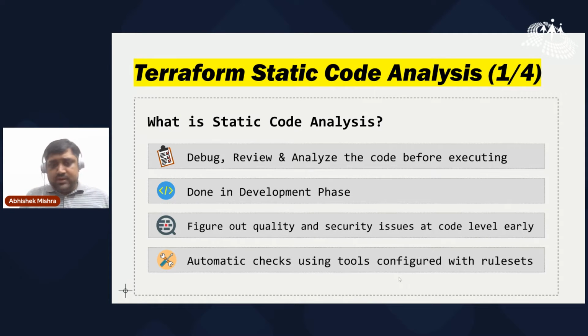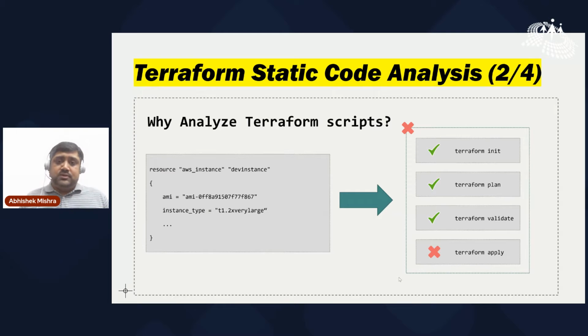And why do we do it? Normally we try to figure out the quality and security issues at the code level early in the game, and definitely it is done using automatic checks. We can even do a peer review, no doubt in that, but there are a lot of good automatic tools available that you can configure with rule sets. You can also bring in your organization's standards and rule sets, bake them in, make them a part of that utility and run those checks.